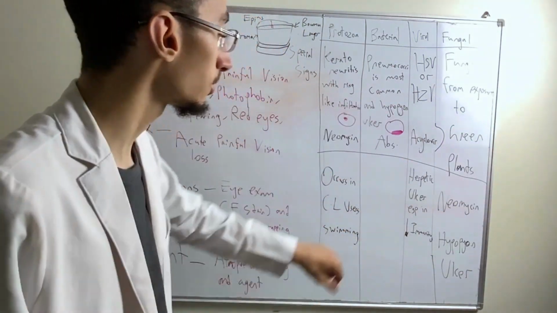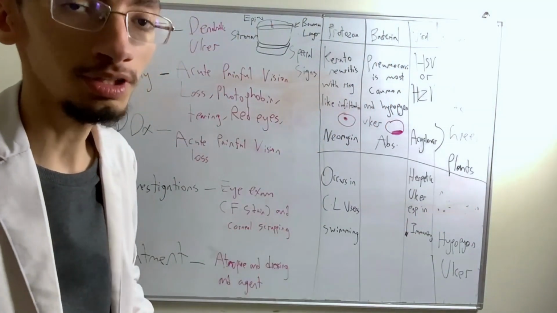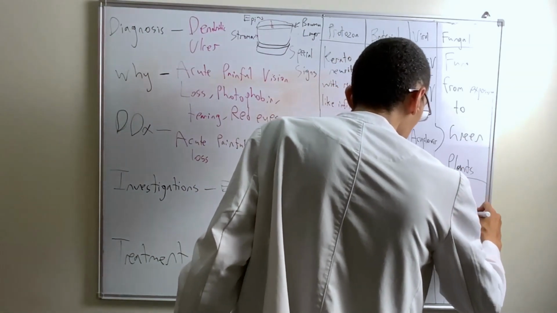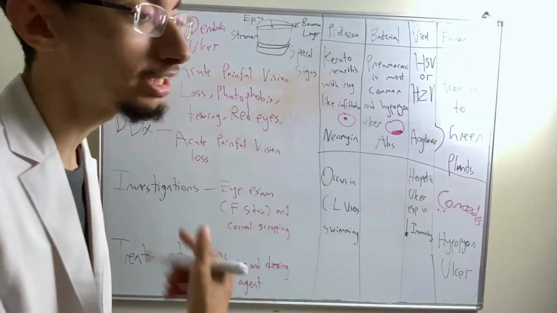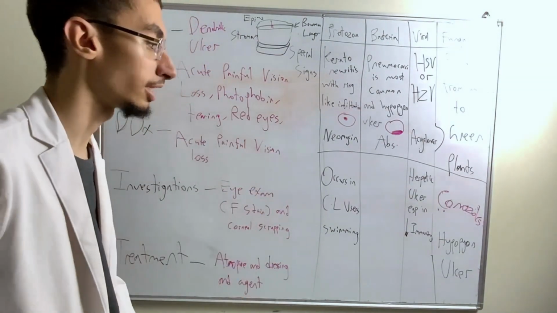And in the case of fungal, we will not give neomycin. We can give any antifungal agent, like for example the conazoles of the world, ketoconazole, or any other antifungal agent like nystatin that might help us in fungal keratitis, topical.